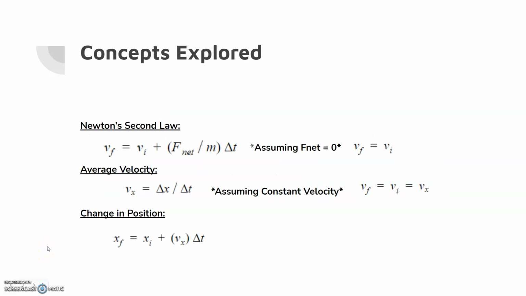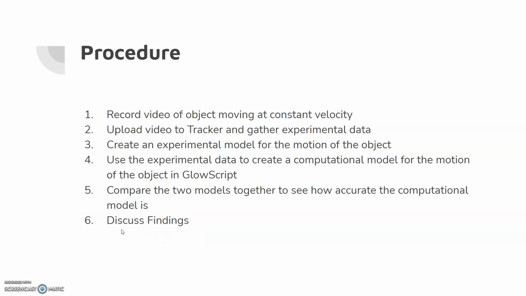So the concept explored will be Newton's law, which can be seen here in the change in velocity equation, and assuming the net force is 0, this would just boil down to final velocity equals initial velocity. We also use the average velocity equation and the change in position equation. So the procedure is mentioned here, and feel free to pause the video and look over the procedure, but this is pretty much the same thing I explained in the goals of the video.